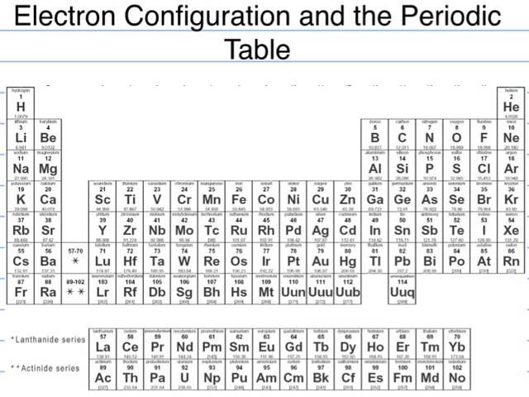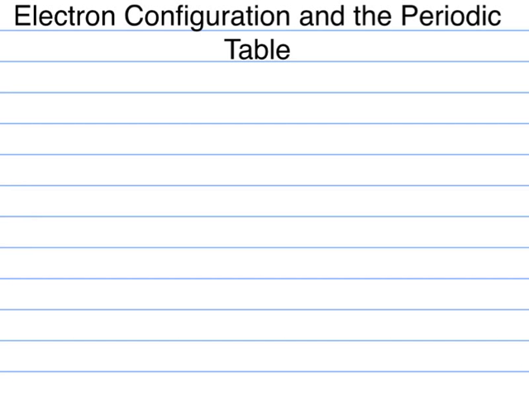Now the periods that go across tell you how many shells there are. So in the first period there is only 1 shell, so hydrogen and helium only have 1 shell. Period 2 have 2 shells, and period 3 have 3 shells. So this makes it easy to identify what element an atom belongs to.